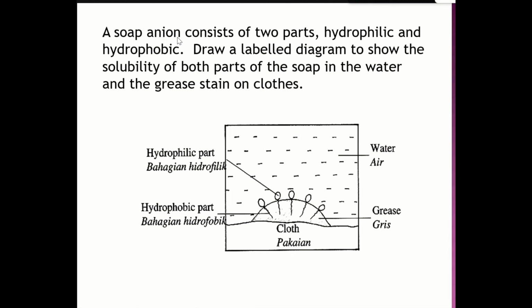So the anion of the soap consists of two parts, hydrophilic and hydrophobic. They would draw the long tail with the head C double bond O. So once they interpret the question wrongly, then they're totally out of this diagram. So this is a very interesting part of the question that comes out in chapter 5.5. Done with this, then we can proceed to another interesting structural question.